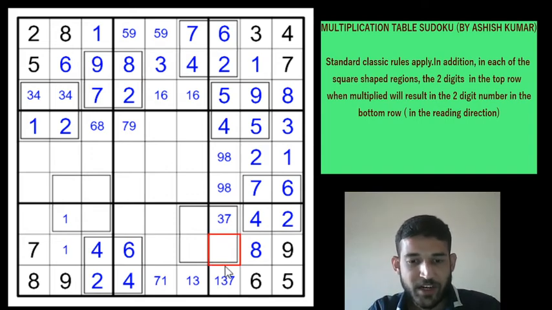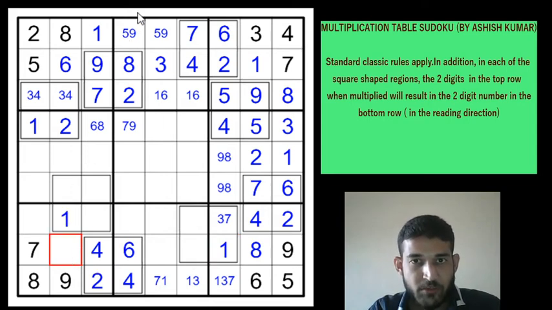Well, not so obvious, but you have to calculate a little bit. So that means this cell is going to be a 1, right? It cannot be a 7, and just now we deduced it cannot be a 3. So this is a 1, and that gives a 1 here using classic rules.